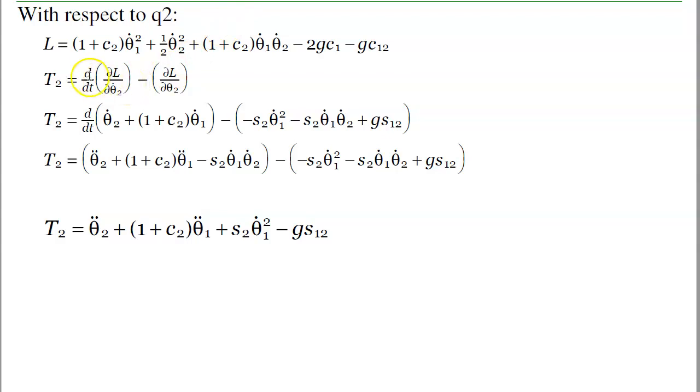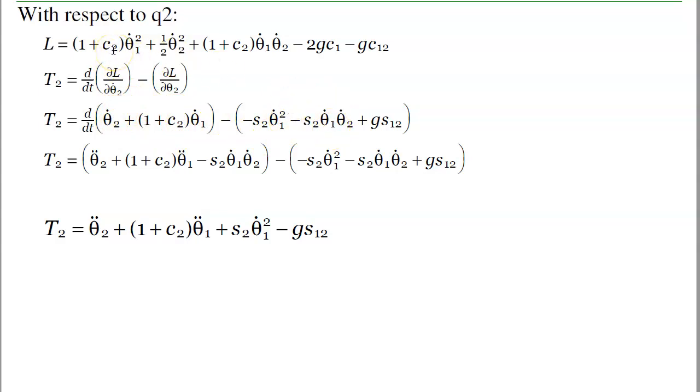Torque with respect to the second joint. This is the Lagrangian. Take the full derivative of the partial of L with respect to theta 2 dot, minus the partial of L with respect to theta 2. The partial of L with respect to theta 2 dot gives you theta 2 dot, and here's the theta 2 dot, 1 plus cosine theta 2 theta 1 dot. So there's the partial with respect to theta 2 dot, minus the partial with respect to theta 2.